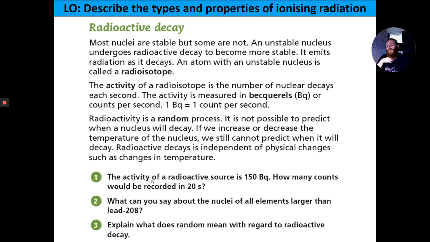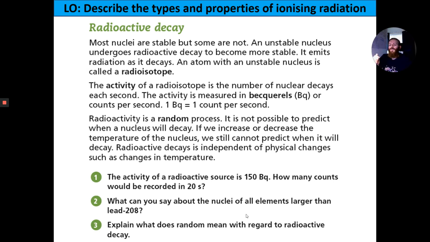So the questions were: the activity of a radioactive source is 150 becquerel. How many counts would be recorded in 20 seconds? Well, we'll go through the answers in a second. I've got the answer on the next slide. But you need to look at this bit. 1 becquerel is 1 count per second, and it's saying 150 becquerel, so that's 150 counts per second, and it did that for 20 seconds, so it's 150 multiplied by 20.